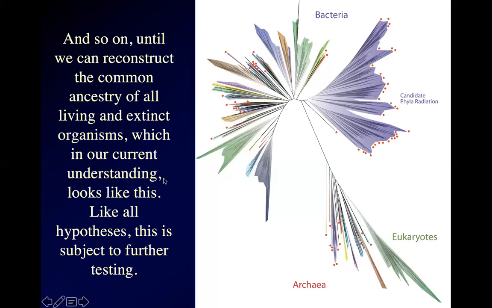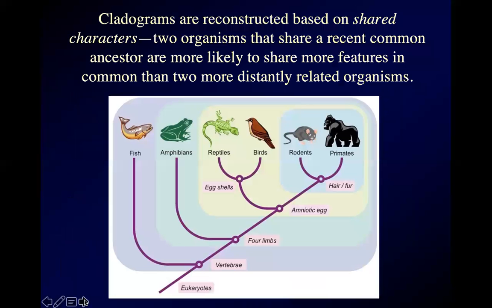And diagrams like this are hypotheses, and we have lots of ways of testing them, not all of which I can talk about just yet, although I think we'll get to some of it later down the road. But a quick pass through it right now is that those branching diagrams, cladograms, we reconstruct based on shared characters. What does that mean? Two organisms that share a recent common ancestor are more likely to have features in common than distantly related organisms. So here you've got a fish, a frog, a lizard, a bird, a mouse, and a gorilla.